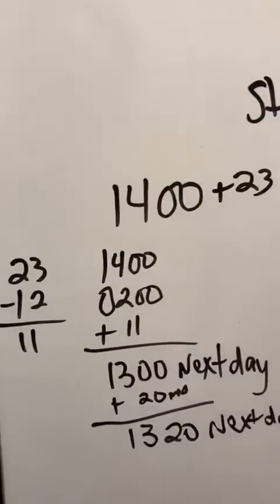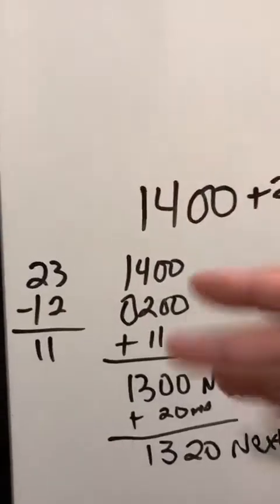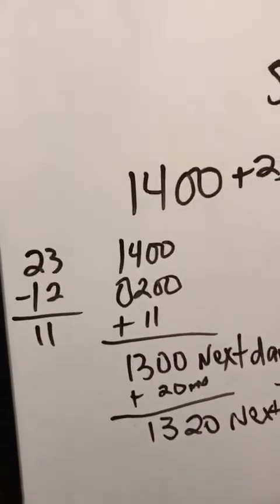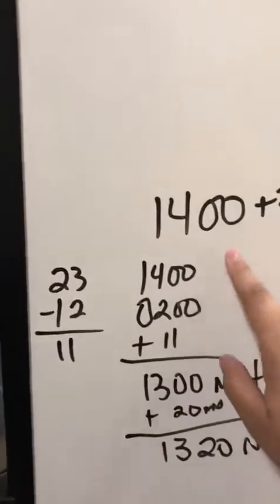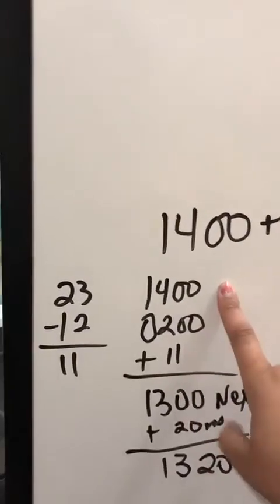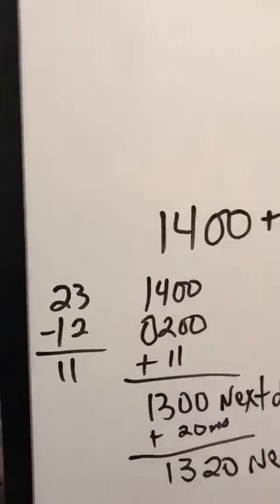The 12-hour trick is, any time of day it is, 12 hours later is the same exact time, but it's the opposite time of day. For example, if it's 1400 hours, 12 hours later is 2 o'clock in the morning, because we know that 1400 hours is 2 o'clock in the afternoon. 12 hours later is 2 o'clock in the morning.